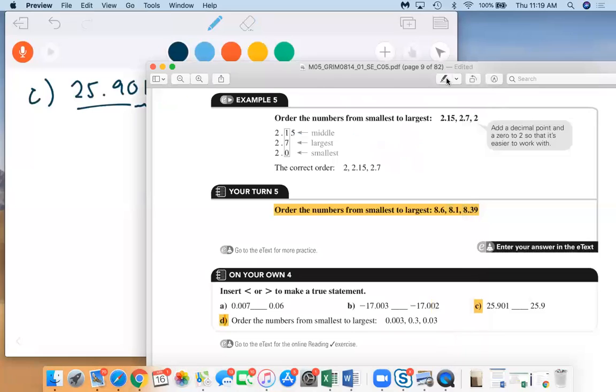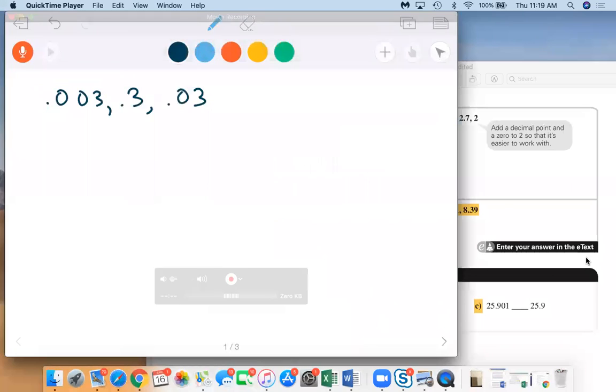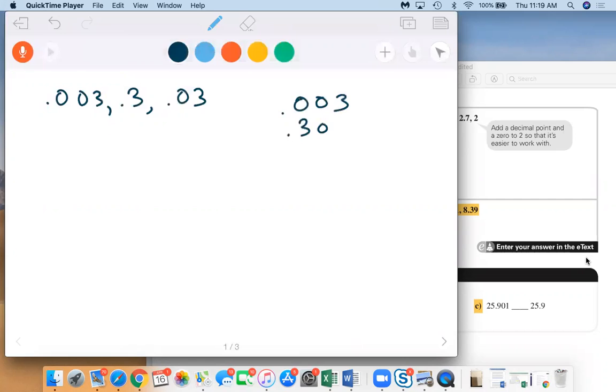Now let's do one more ordering. Because this one's a little more difficult to see right off the bat. We have 0.003, 0.3, and 0.03. And it says order smallest to largest. So we can line them up: 0.300, 0.030. Well, we see right off the bat that this is the biggest, right? So that's going to be our last one because look, it's the only one that has anything there.